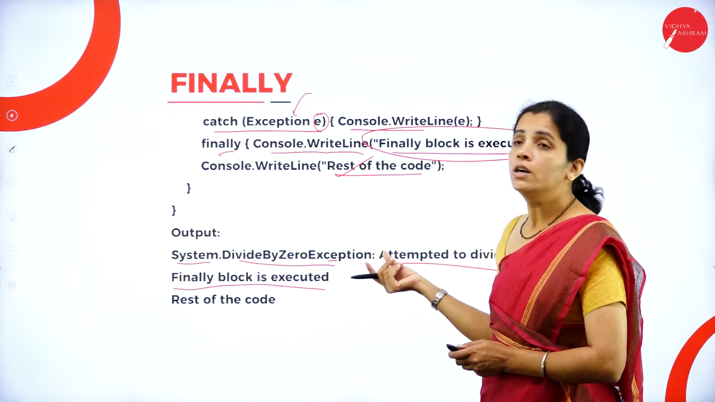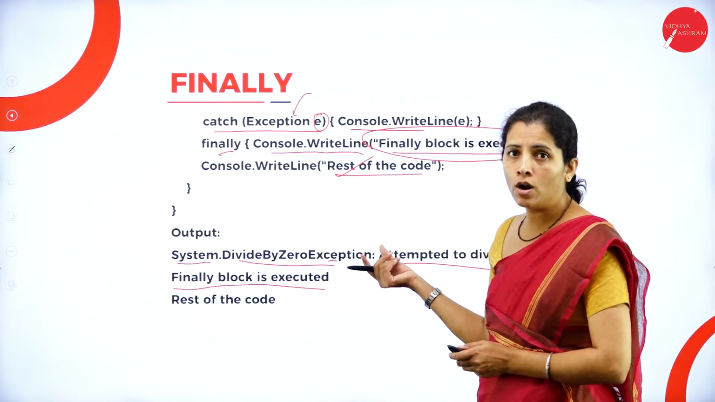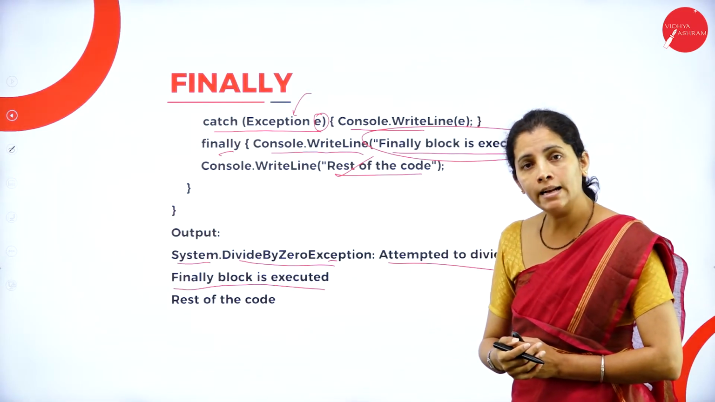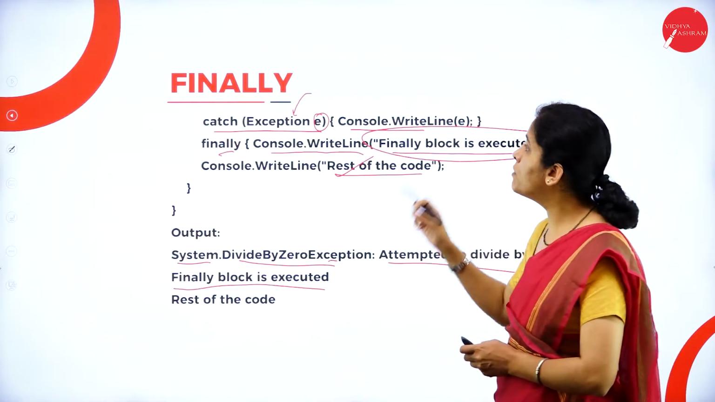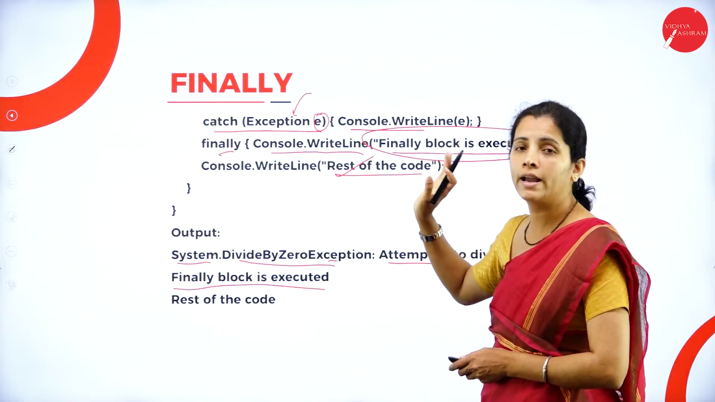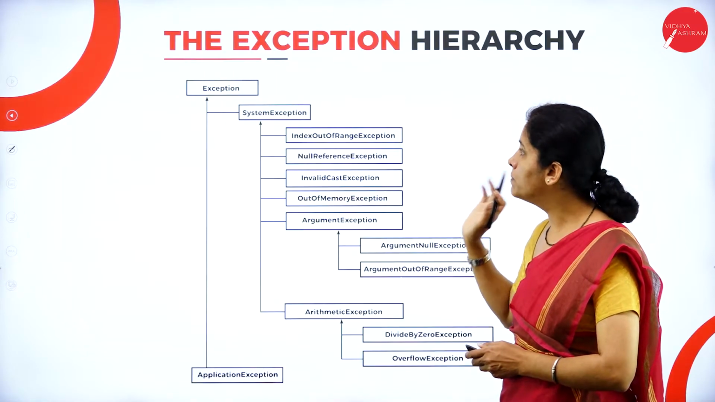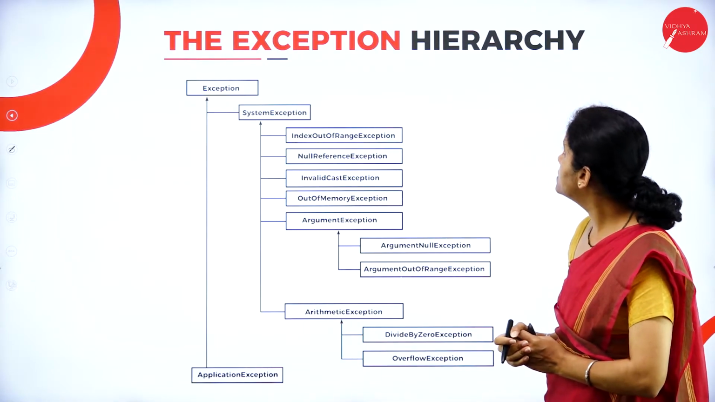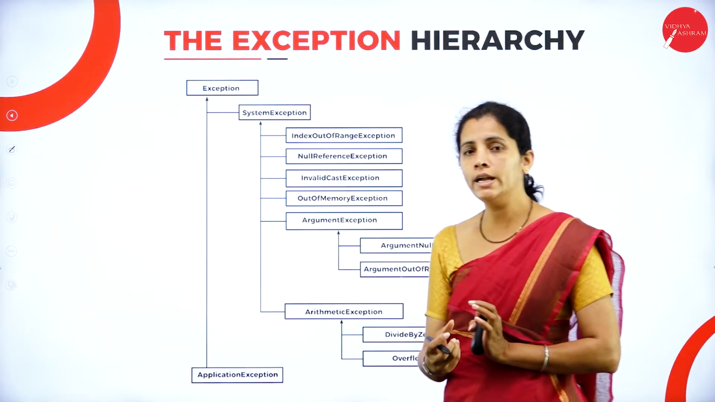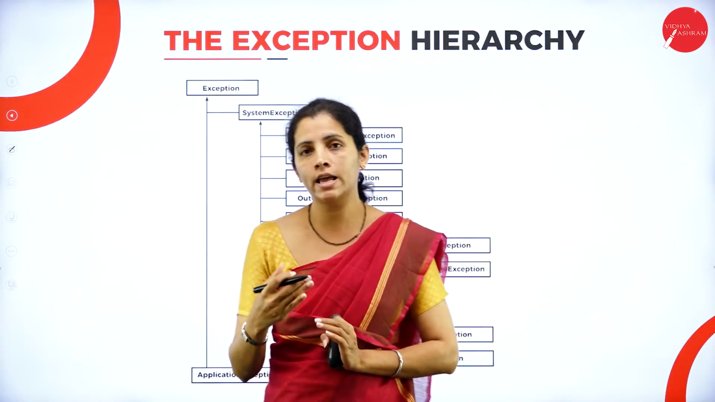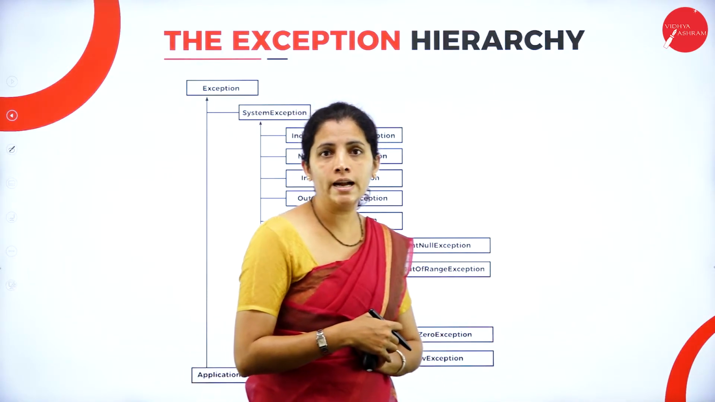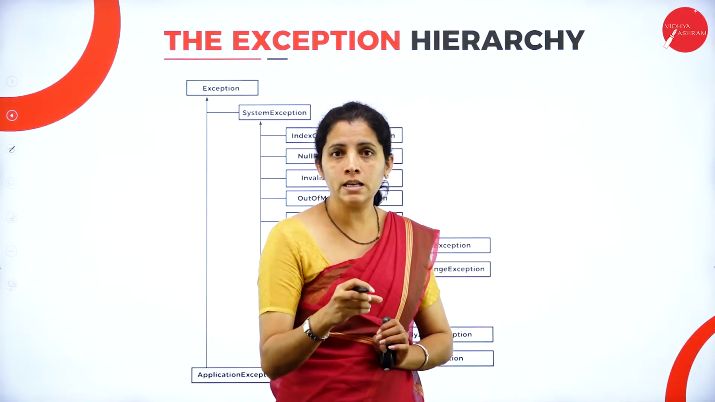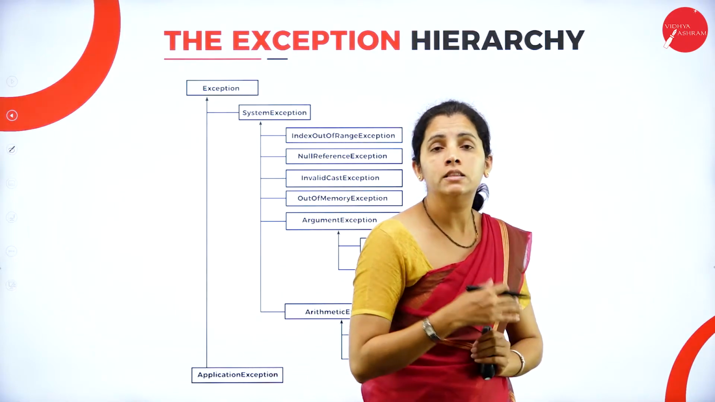So dear student, during the execution of the finally block, it's not going to bother about whether the exception is handled or not. The job of the finally block is simply to execute. That's it. Now, I'm going to have another topic, that is the exception hierarchy. So dear student, till now we were discussing what is an exception, what are the different kinds of keywords we have to handle the exception, etc. But now I'm going to discuss the exception hierarchy.